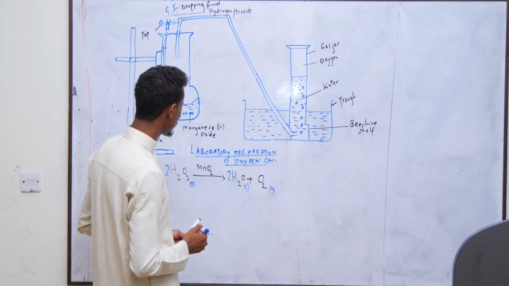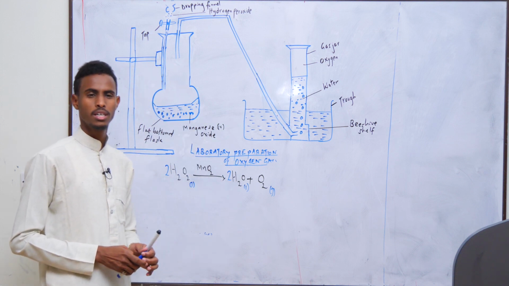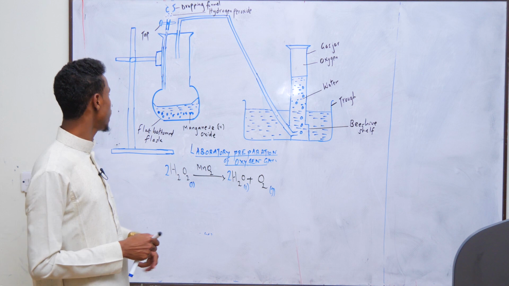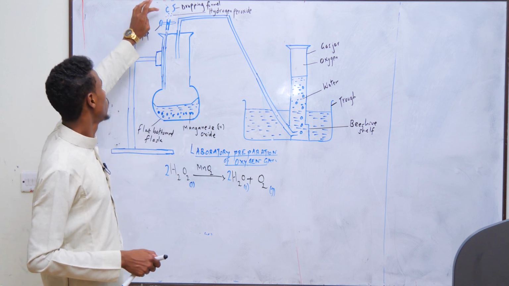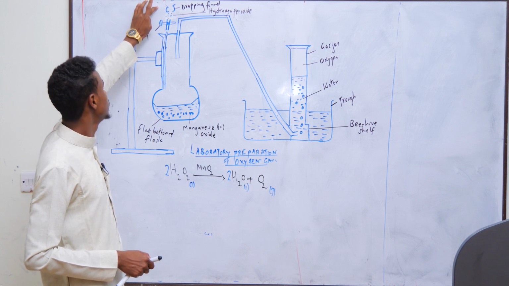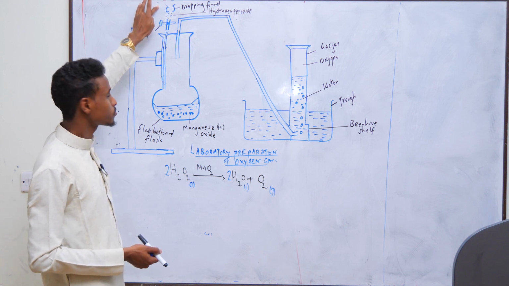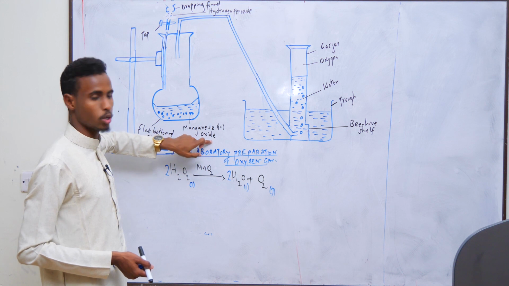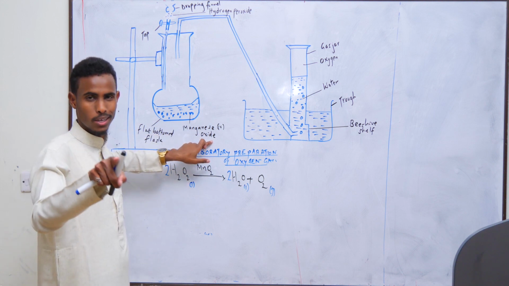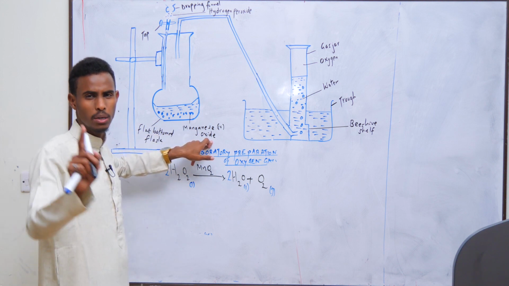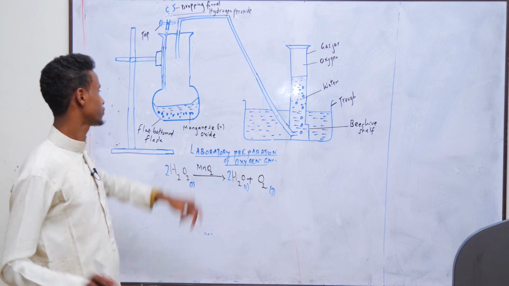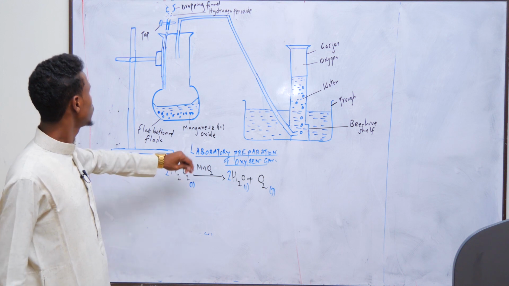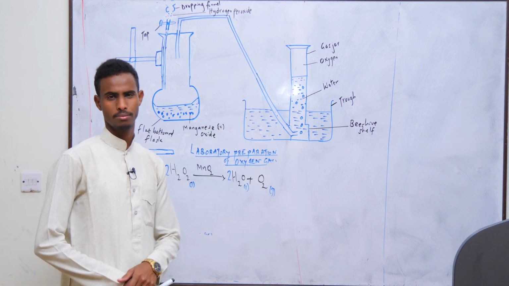Very good. Now, what are the other reagents that can be used? Sometimes we can place here solid sodium peroxide and here water. That is a reaction between water and sodium peroxide to give us sodium hydroxide and oxygen gas. Another way of preparing oxygen gas is heating potassium manganate 7. Let's continue. Now, look at the method of gas collection.